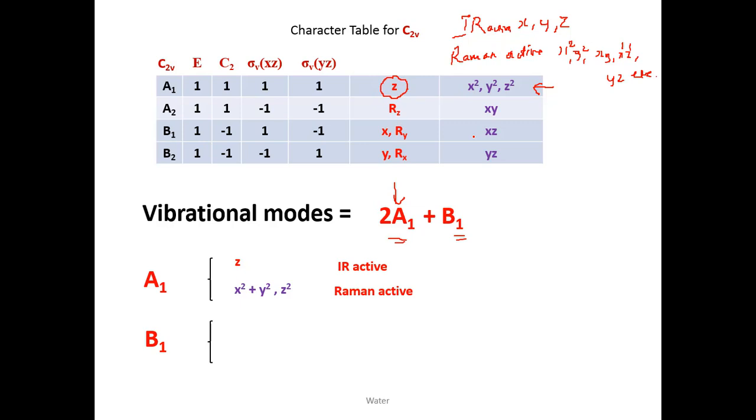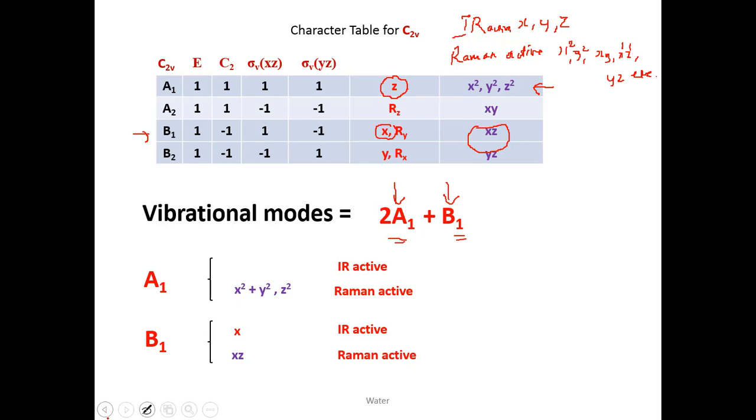Next we have B1 symmetry here. Now you look at B1. Opposite B1 you find X. Because you find X, the mode is an IR active mode. Against B1 you also find XZ. XZ is a Raman active mode. So A1 is IR active and Raman active, and B1 is IR active and Raman active.